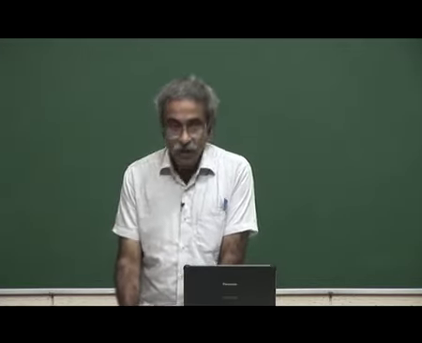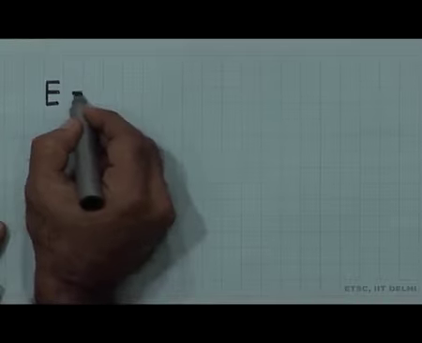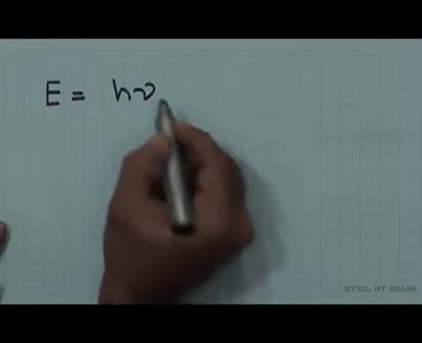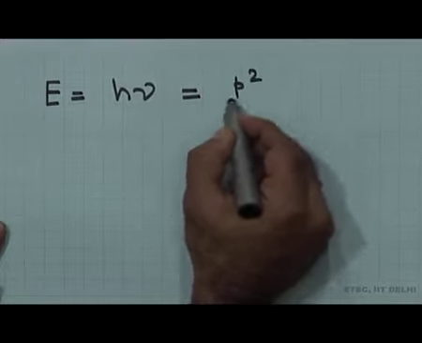So now, therefore, let me analyze what is going to happen. You have two concepts, E equal to h nu, which is equal to p squared by 2m.